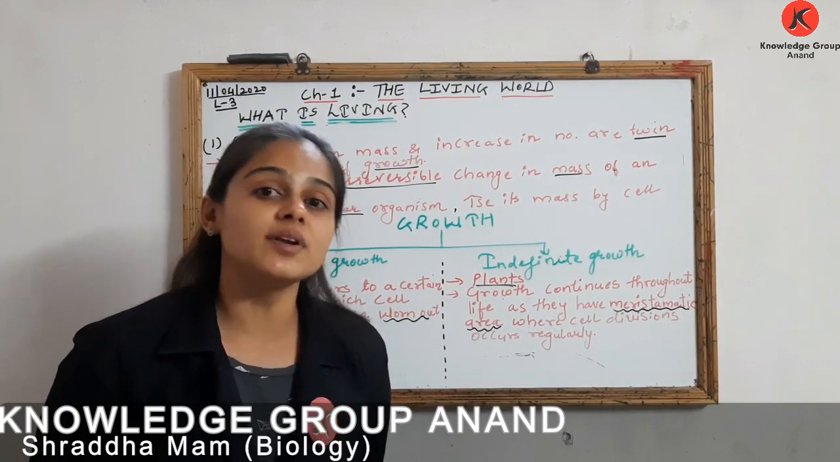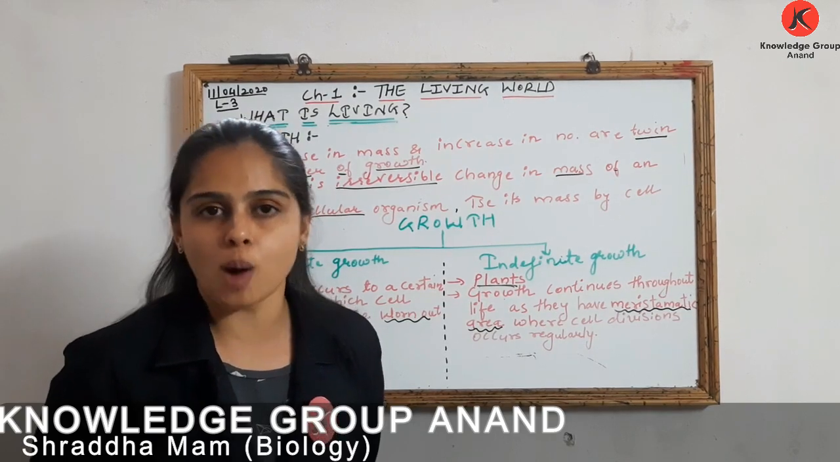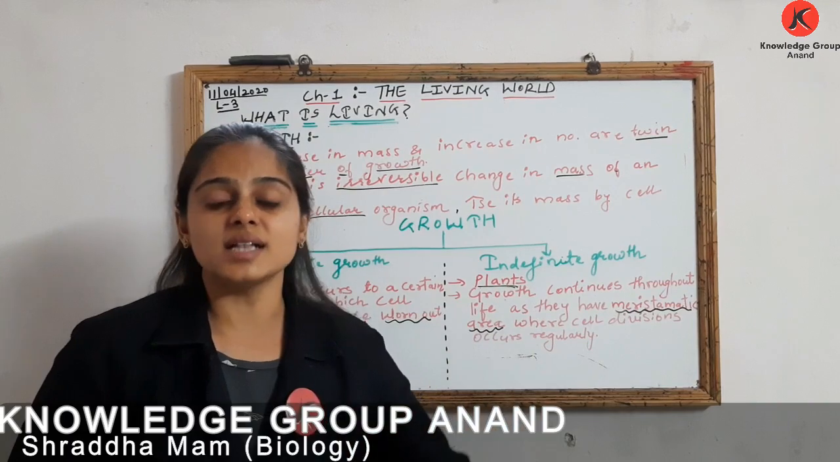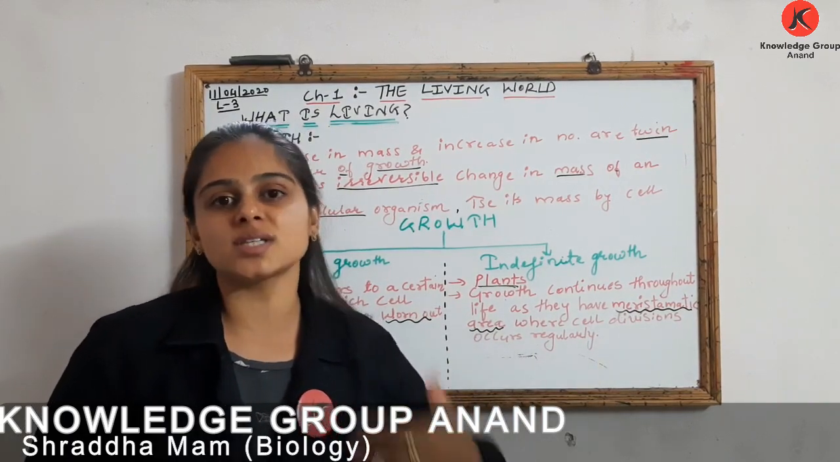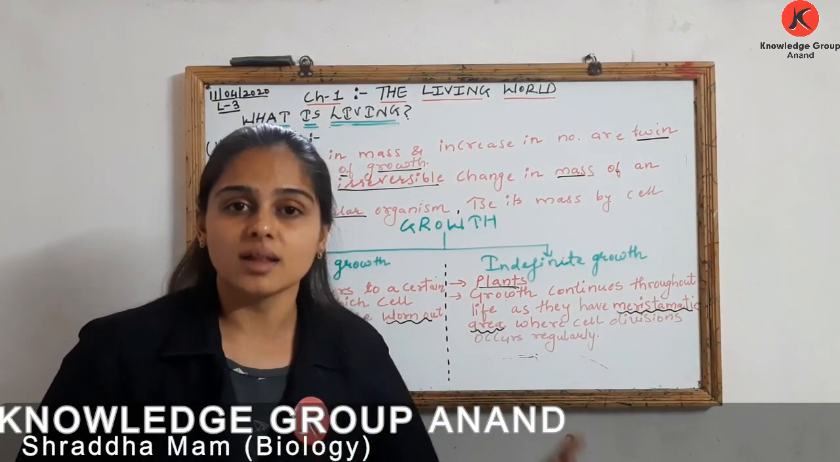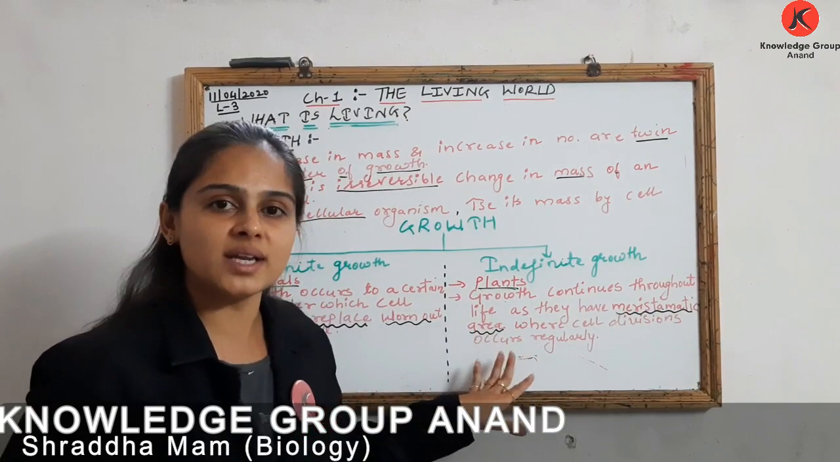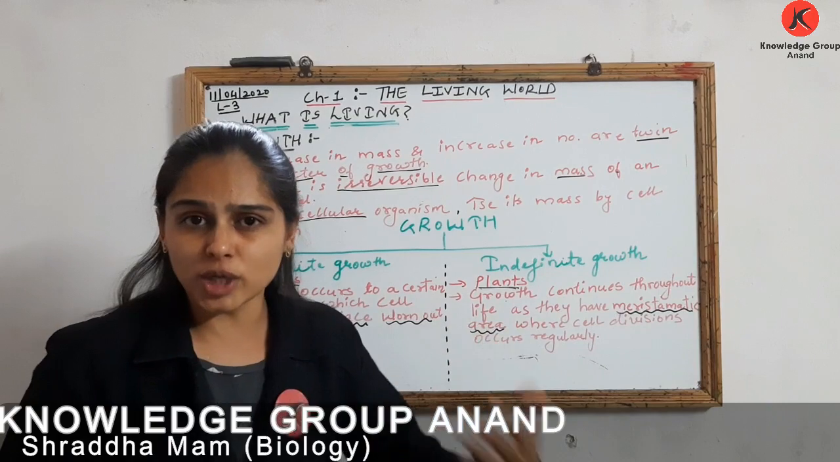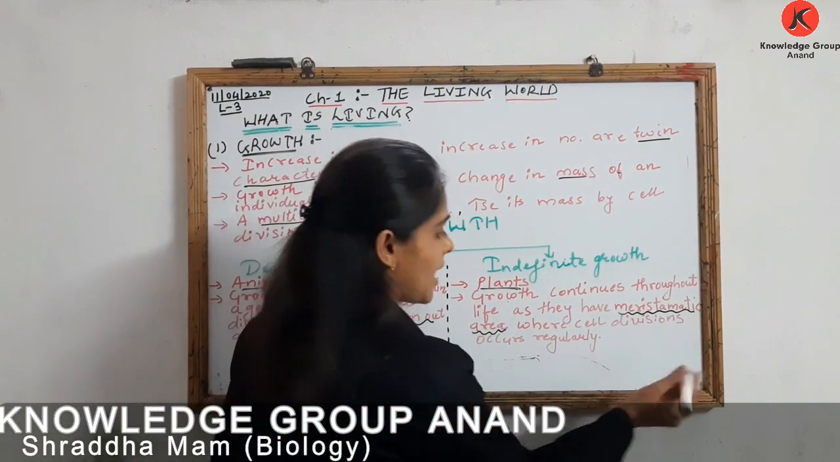And the actively dividing cell forms your meristematic tissue. Once again, the cells which are actively dividing, the cells undergoing cell division, that comprises your meristematic area, meristematic tissue, meristematic zone. If I want to give an example, I guess you have understood.